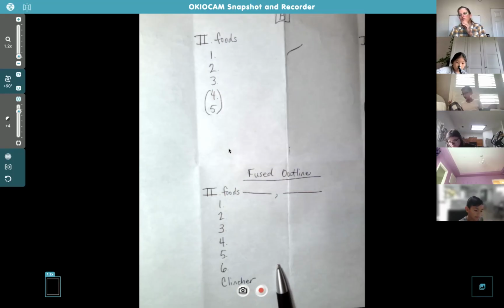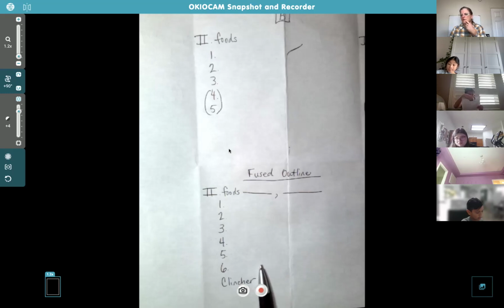Anybody else finished with your fused already? Give me a thumbs up if you're finished with the fused part. Okay, good. I see yours, London. I know Christopher's got it. Sydney, are you still there, Sydney? She might have stepped out for a second. So, London, what do you have for your fused?